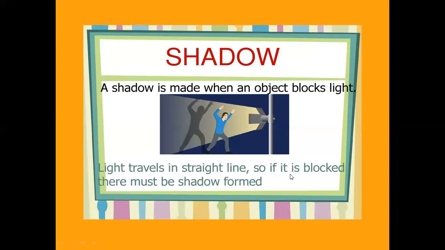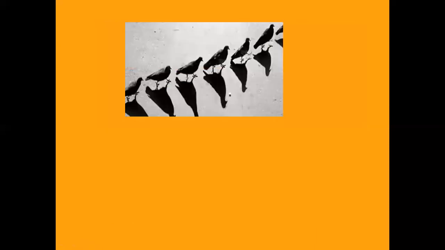Light travels in straight lines, so if it is blocked, there must be a shadow formed. Now, what happened? Light cannot pass through this object, and we say that when light is blocked by the object, then on the other side, behind the object, there is a shadow. Shadow is formed behind the object. Okay, students. And also in these pictures, you can see shadows of these birds and these trees.